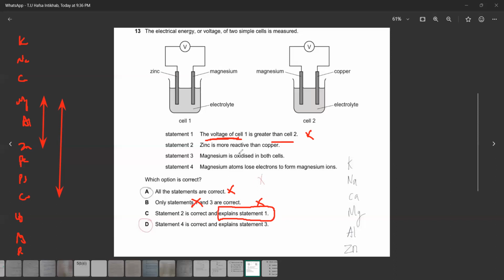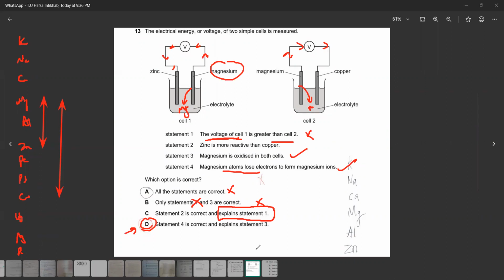What about statement 3? Magnesium oxidizes in both cells. Oxidize means magnesium will lose electrons. Because magnesium is more reactive, it will lose electrons and turn into magnesium ion, and the electrons transfer from magnesium to zinc and from magnesium to copper. So magnesium oxidized, that's correct. Magnesium atom oxidized means it will lose electrons. So statement 3 and 4 are correct, and statement 4 explains statement 3. So that's why D is the right answer. Is it clear?